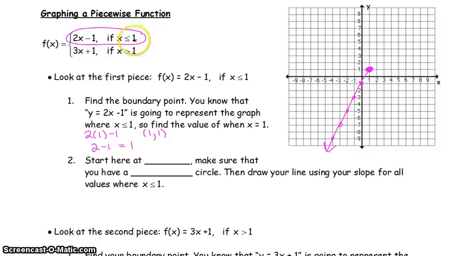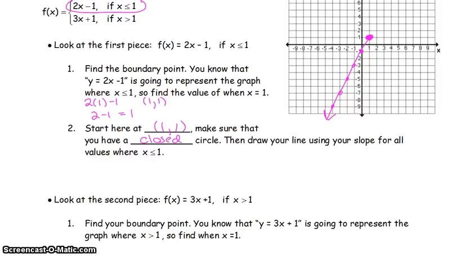And then we wanted it when it was less than or equal to 1, so I'm going to move my graph to the left when my x values decrease. So again, we're going to start here at 1, 1, and we want to make sure that you have a closed circle because our domain is less than or equal to 1. Then draw your line using your slope for all values, following the domain, so we want our x values to get smaller. Now we're going to look at the second piece.